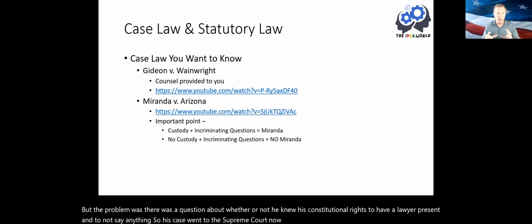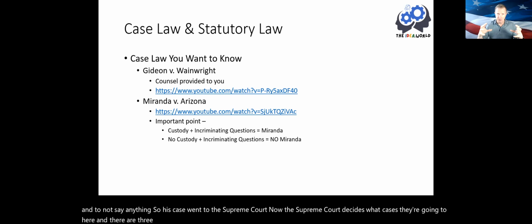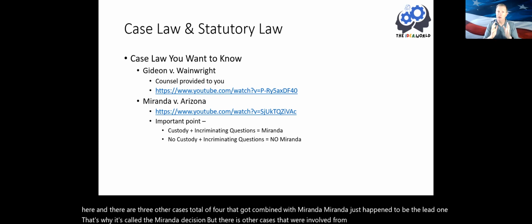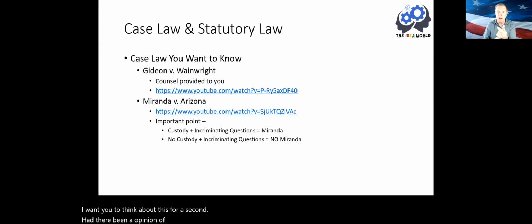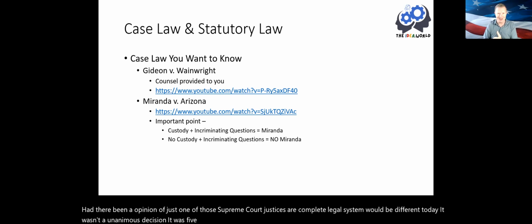Now, the Supreme Court decides what cases they're going to hear. And there were 3 other cases, total of 4, that got combined with Miranda's. Miranda just happened to be the lead one. That's why it's called a Miranda decision. But there were other cases that were involved from around the country. And the Supreme Court decided these 4 cases, all grouped together, on a 5-4 decision. I want you to think about this for a second. Had there been an opinion of just one of those Supreme Court justices, our complete legal system would be different today. It wasn't a unanimous decision. It was a 5-4 decision.